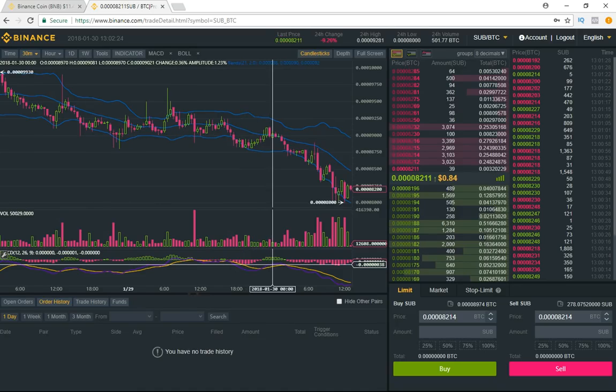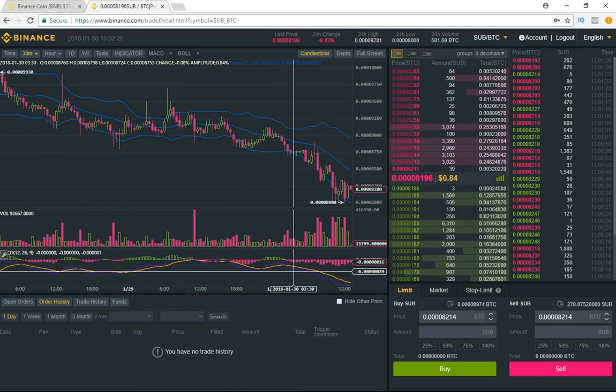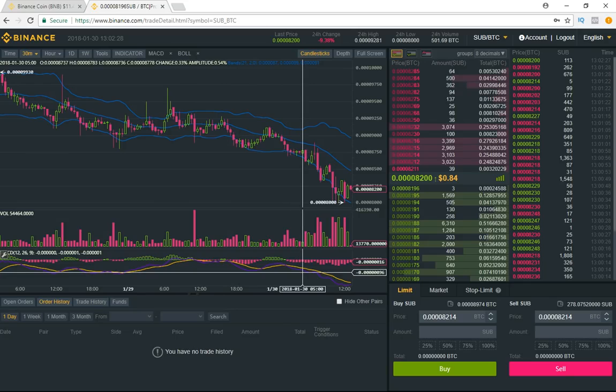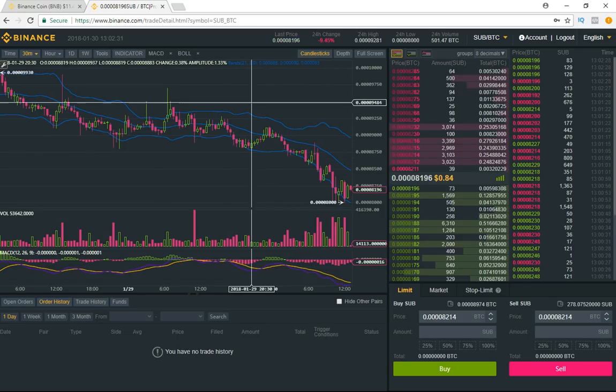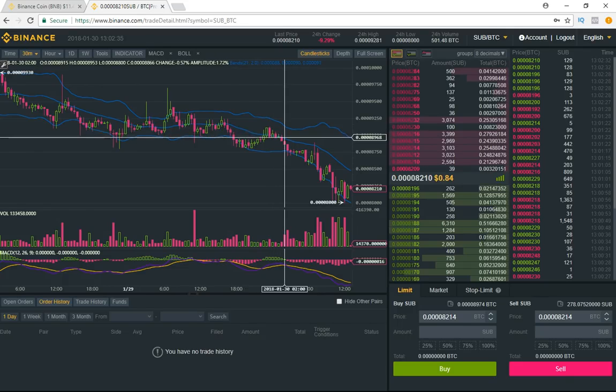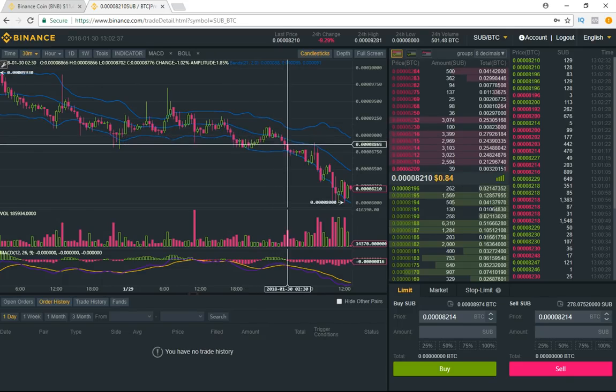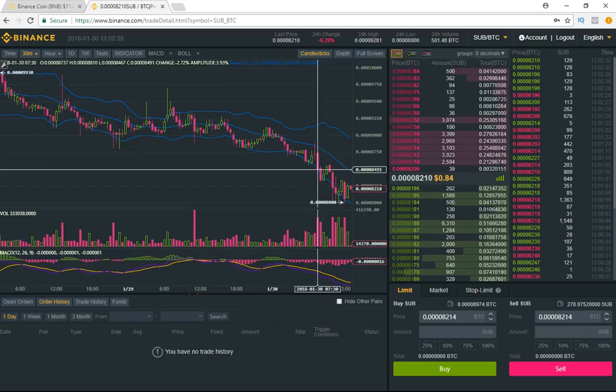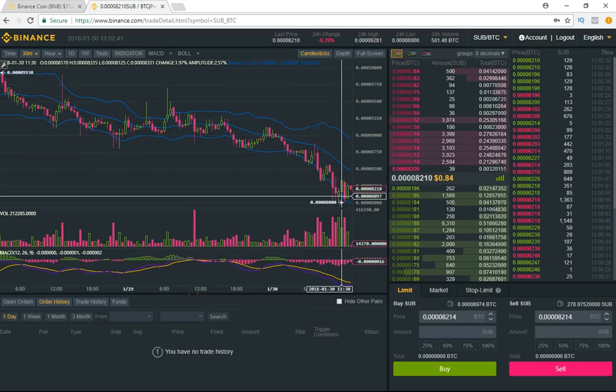Now when the purple line comes back down and crosses under the yellow, we generally see more of a bearish movement. So right here, we saw it cross over right about here, and we really started seeing some bearish movement down. So that is just a general rule when looking at these trades.